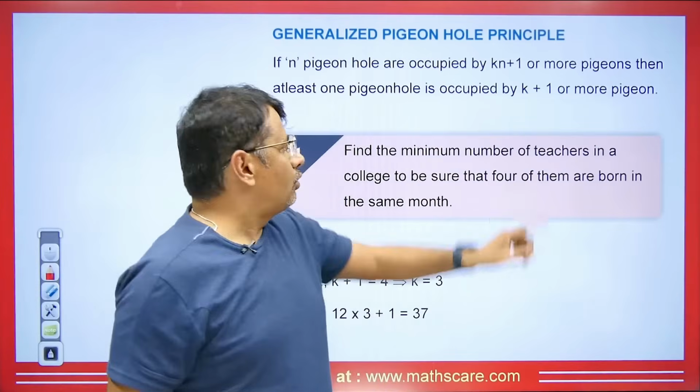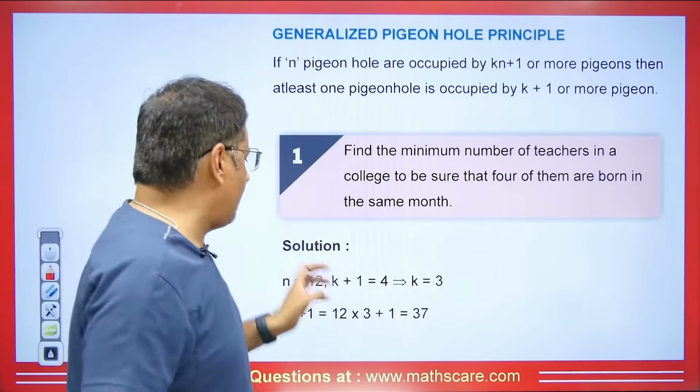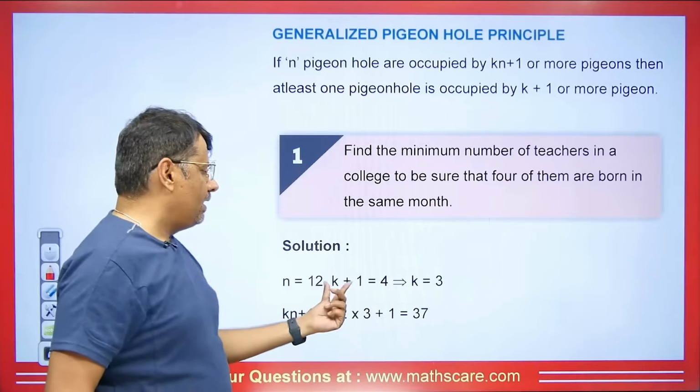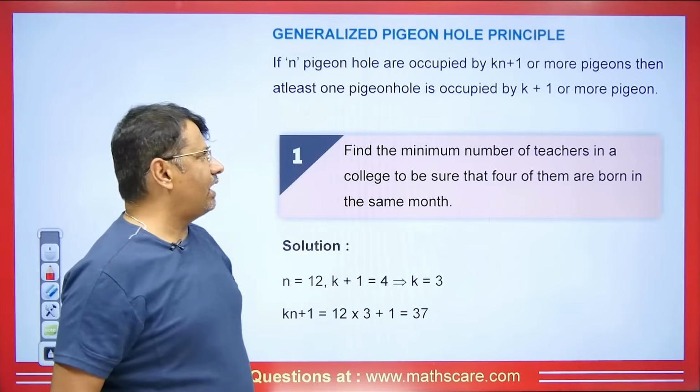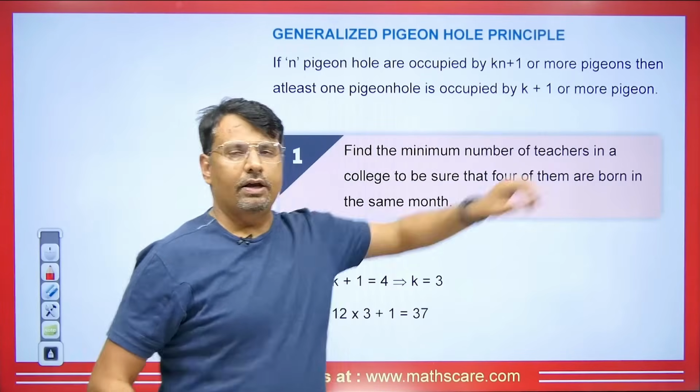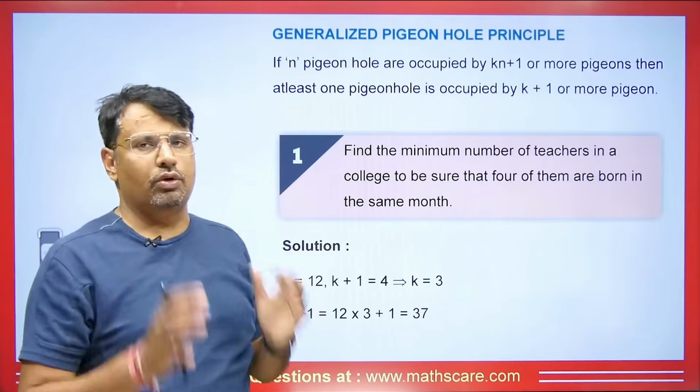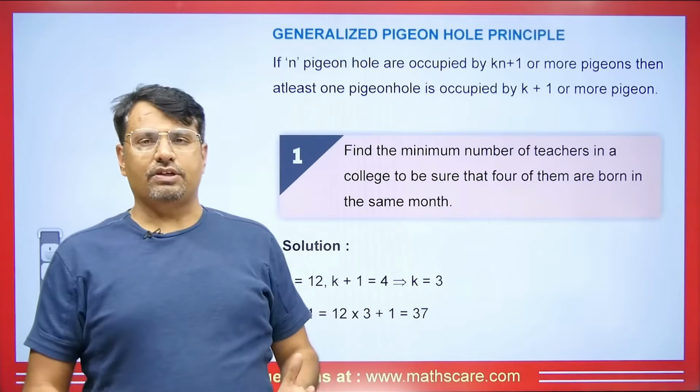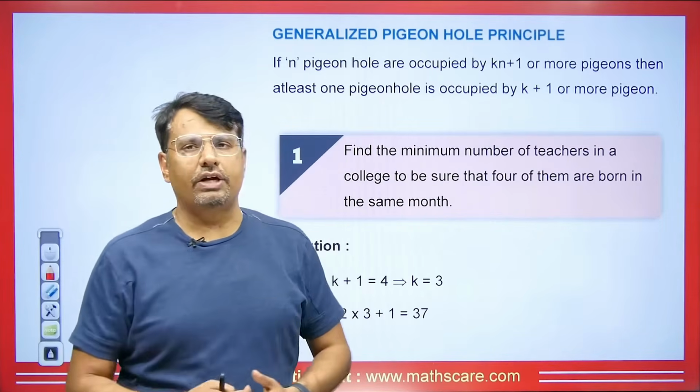Is this clear? So what is k plus 1? 4. Now we can solve it. N is 12 and if k plus 1 is 4, so the value of k becomes 3. So we have to find kn plus 1, right? It means that we need to figure out the total number of teachers in that school so that 4 teachers have their birthdays in the same month.